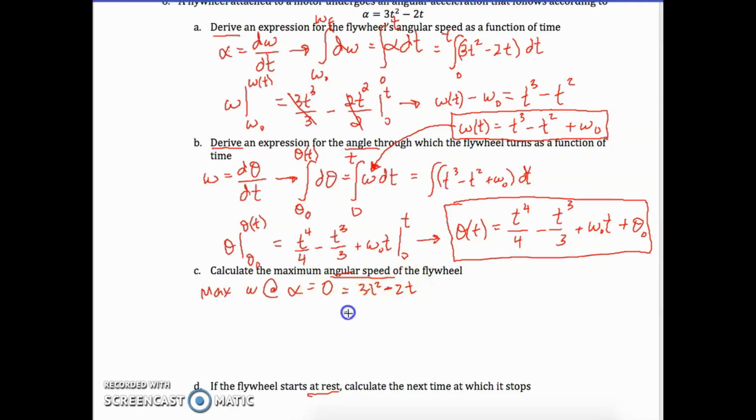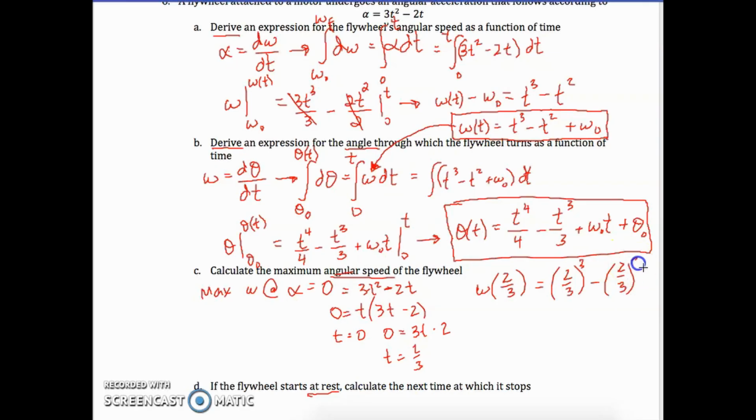So we can factor out a t and get 3t minus 2, and then set each factor equal to 0. So at t equal to 0, and at 3t minus 2, so that will be t is equal to 2/3. Those are the two times at which the angular acceleration is equal to 0. At one time, the angular speed will be equal to omega naught, and then at the other time, well, let's find out what that is. So omega at t equal to 2/3 of a second, so that will be 2/3 cubed minus 2/3 squared plus omega naught.